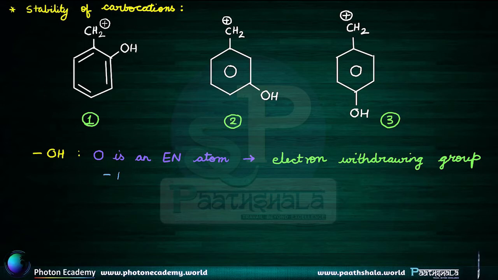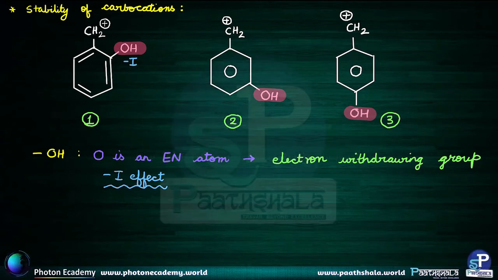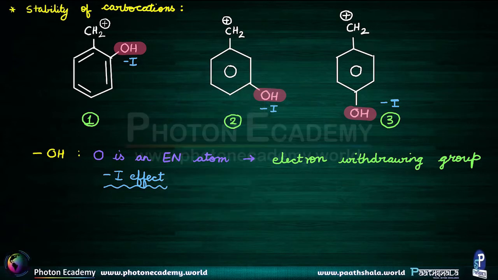So the first effect that we can see in the above examples is that they all have minus I effect because they all have OH. So each of them will have minus I effect. Now let us just mark saying that each one has minus I effect, the second case and the third case. So we have minus I effect in each of them. Now what happens is, when we have minus I effect, they'll start pulling the electrons, of course. So we move on to the next effect that we'll be seeing.